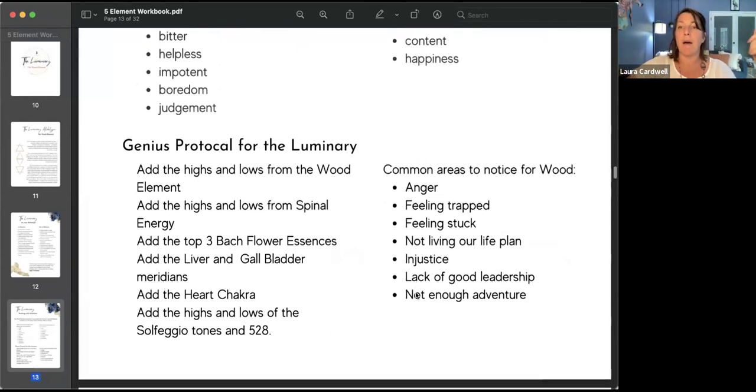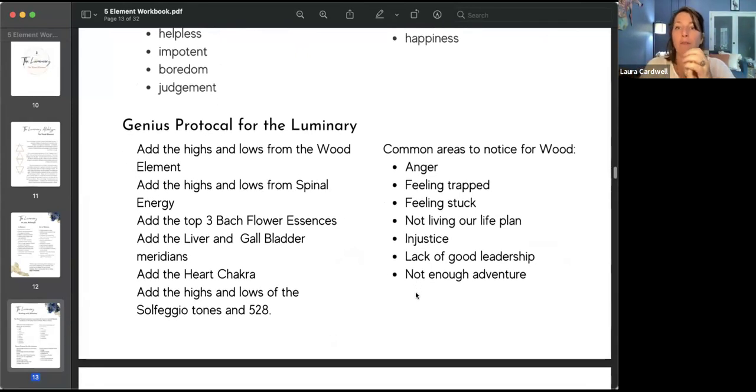So the common areas to look for are anger or feeling trapped, where someone might feel trapped or feeling stuck, where you can tell they're not quite living in alignment with their life plan. Again, their life plan and their life purpose are not necessarily their career, although their career can be a part of that wheel. It's really about who are they here to be and how are they living in alignment.